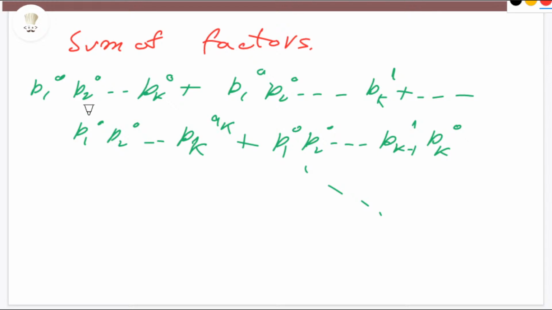But here you might be able to see that all of these terms up until this term are equal. All of these terms are p1 to the power 0, p2 to the power 0 up until pk minus 1 to the power 0.